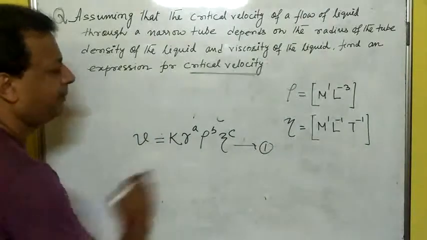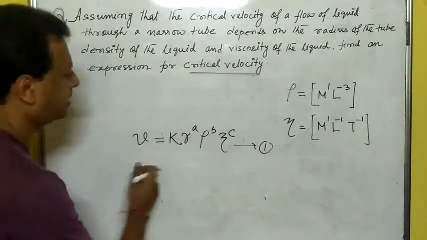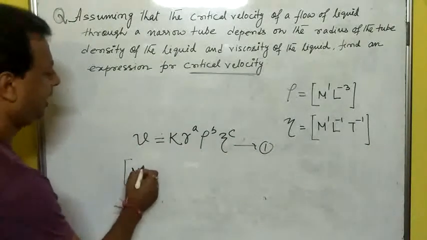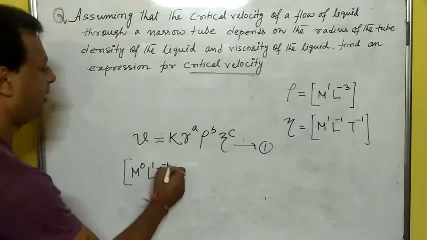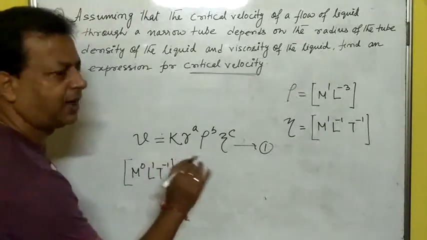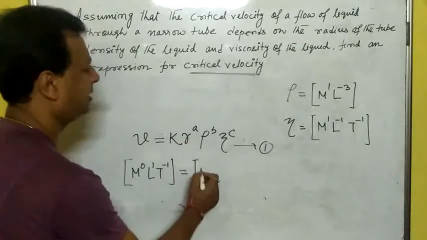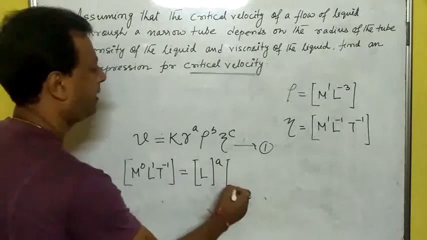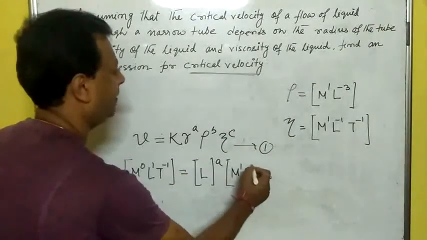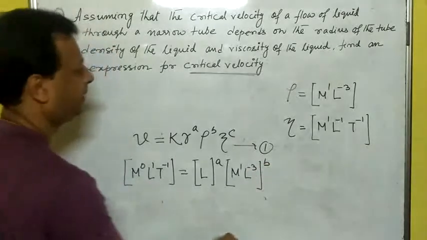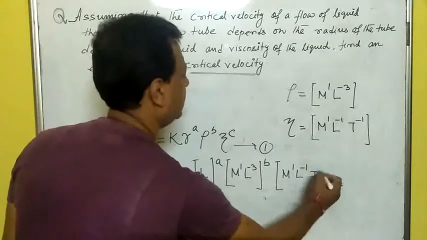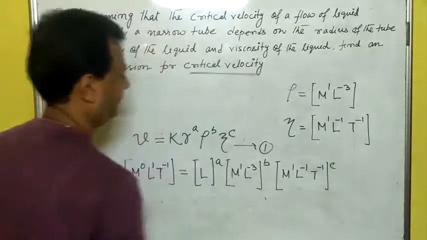Now let us write the dimensions on both sides. Velocity is M0 L1 T minus 1. K is dimensionless. It does not have any dimension. Radius is L to the power of a. Density is M1 L minus 3 to the power of b. And eta is M1 L minus 1 T minus 1 to the power of c.